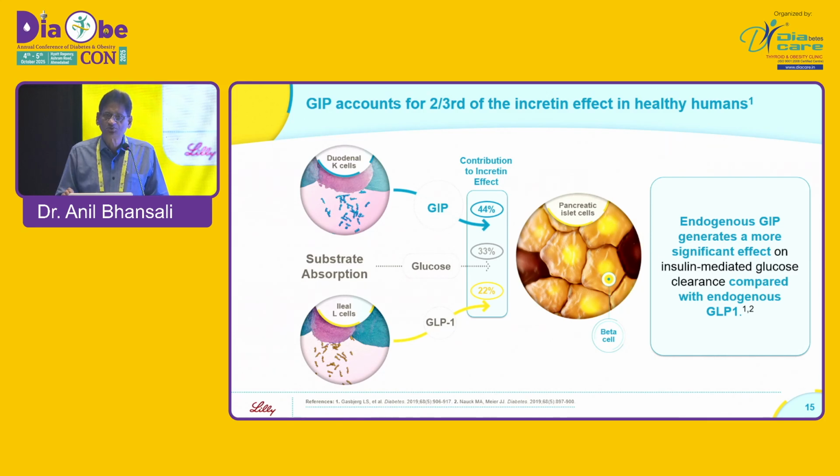So the whole contribution in covering post-meal hyperglycemia is that 2/3 is made by the incretins and 1/3 is made by the glucose itself. Remember, glucose is the most potent stimulus to stimulate insulin secretion from beta cells regardless of the incretins. So incretin contributes 2/3 and 1/3 is by the glucose.